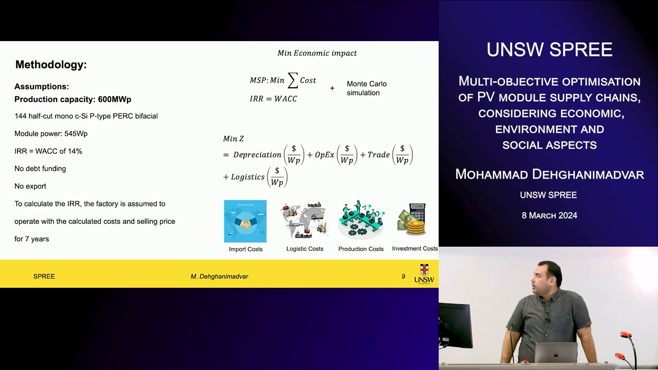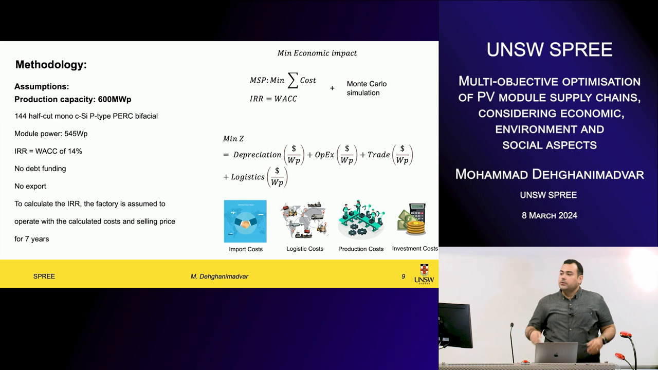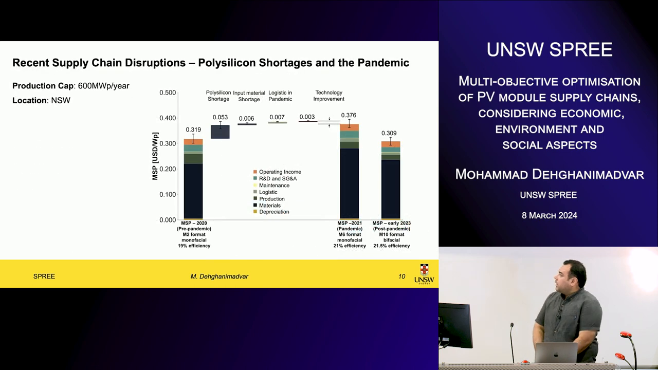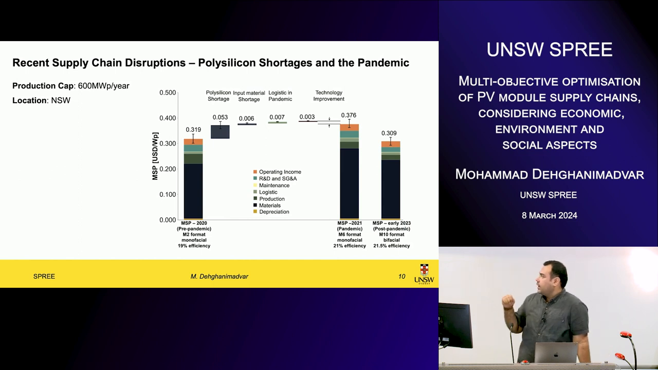I chose a production capacity to make 600 megawatt of modules inside Australia. In 2020, 600 megawatt was about 15% of the market. Now it's like 12%. So I asked, what happens if we import input materials and answer 15% of the market, and how can we compete? My initial result in 2020 was, if you want to import everything to Australia and make modules to answer demand with enough margin to be a sustainable business, we will end up with 32 cents per watt.